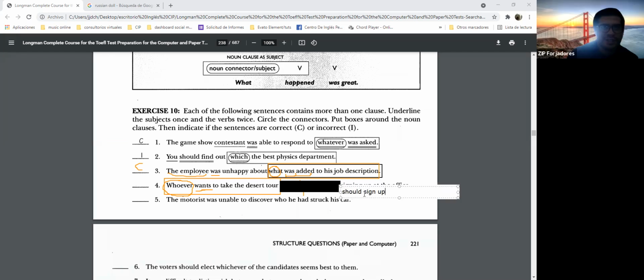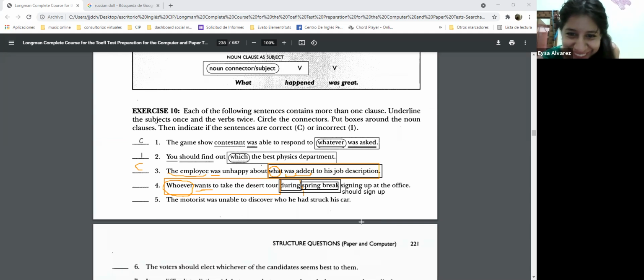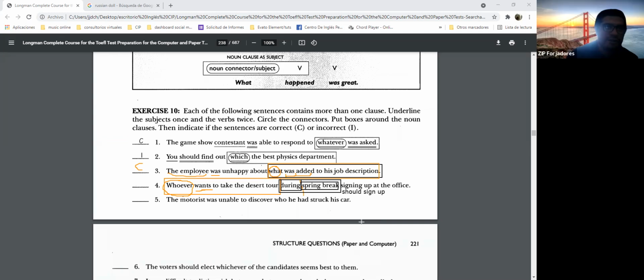If you only say sign up, it's correct because we are going to change it to a verb, okay? So signing up is not a verb. Sign is going to be the verb, okay? And this is the prepositional phrase, during spring break. So remember, you're not going to modify the prepositional phrase in this case, okay? Because you have a preposition and the object of the preposition. So be careful about that. All right, so let's go with number 5.